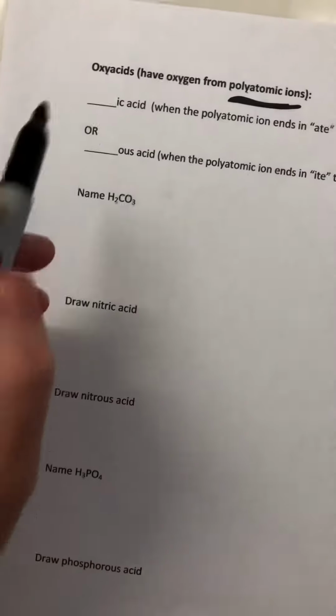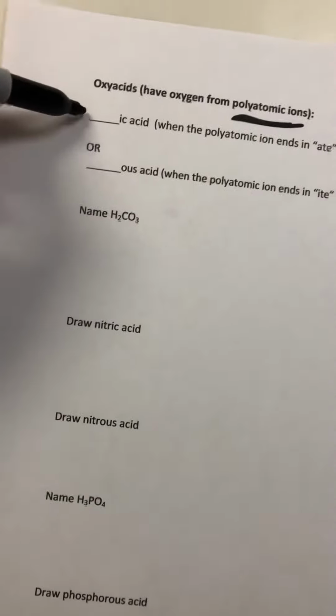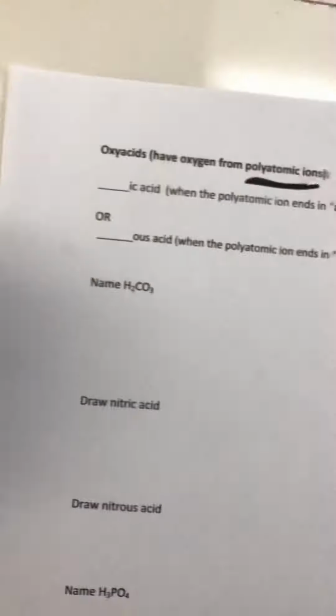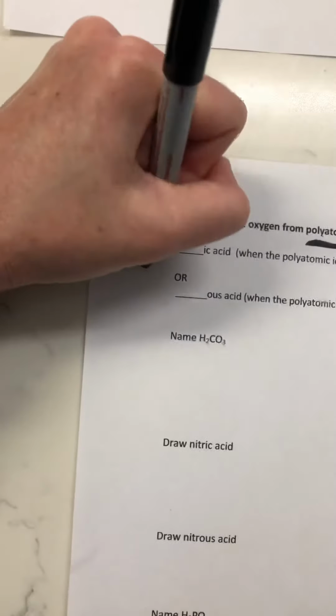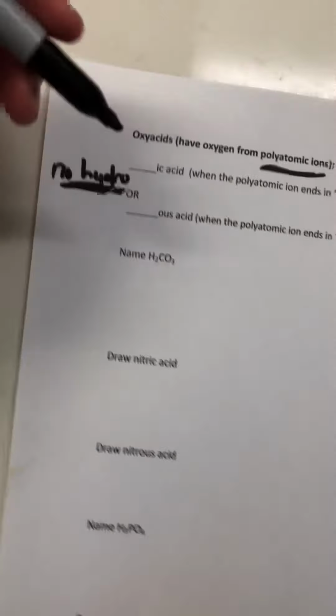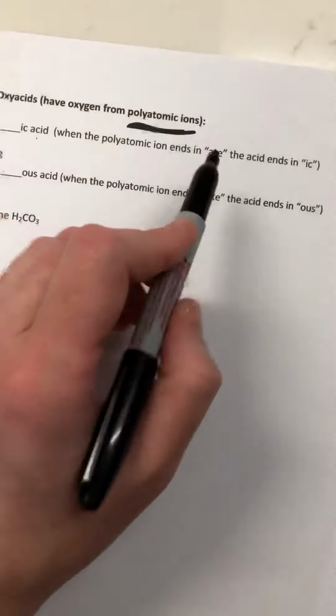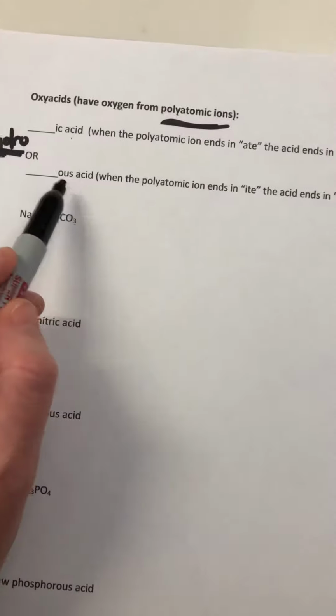All right, so there are 2 cases with oxyacids. It's either going to end with an -ic acid or an -ous acid, but one thing's for sure, there is no hydro in any of these cases. It's just going to end with an -ic acid or an -ous acid. If it ends with an -ic acid, it tells you that the polyatomic ion contained an -ate. If it ends with an -ous acid, it tells you the polyatomic ion contained an -ite.